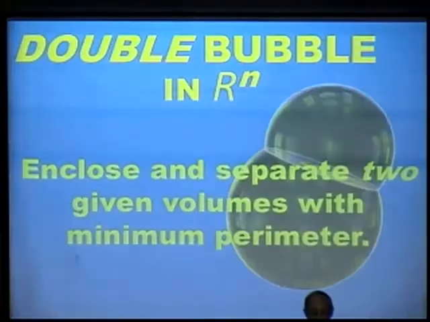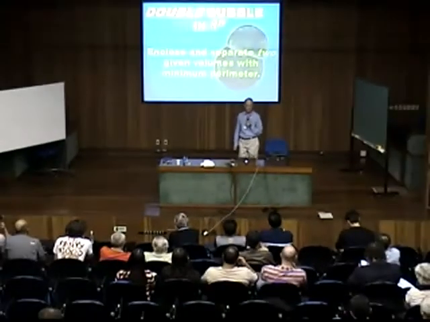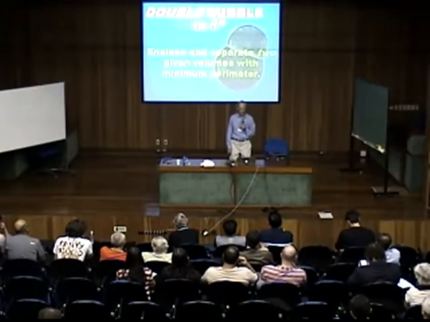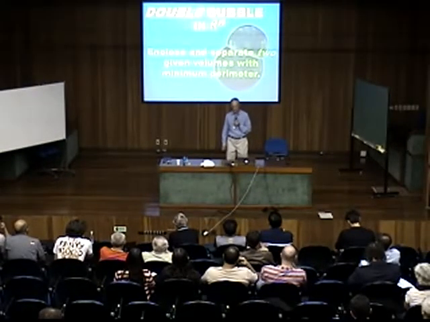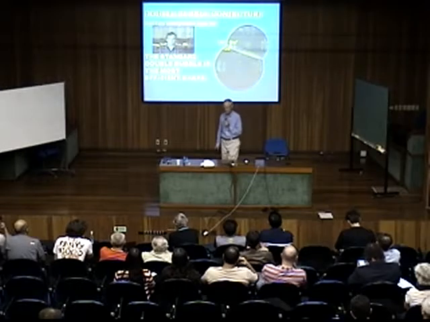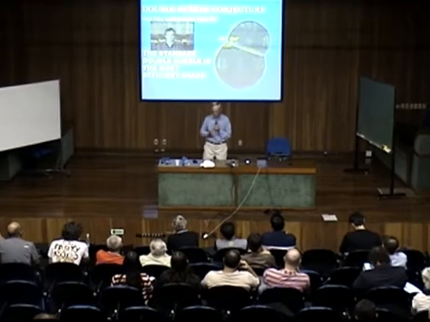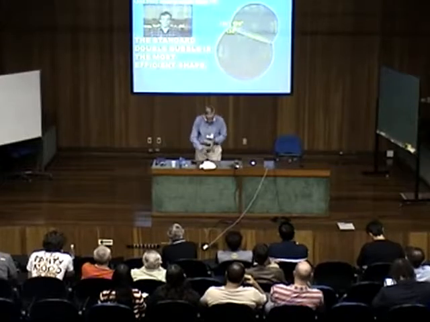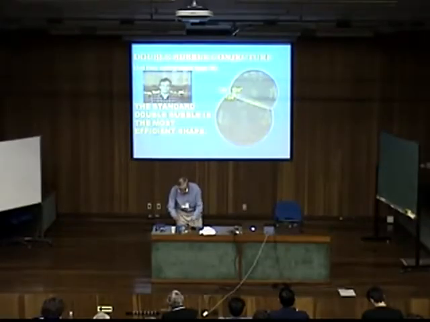Thanks, Greg. But today, we're going to focus on the double bubble. The double bubble, which tries to enclose and separate two given volumes with minimum perimeter. And the conjecture is that it's just the standard double bubble that you always see if you try it with soap bubbles. Maybe I can try it here.